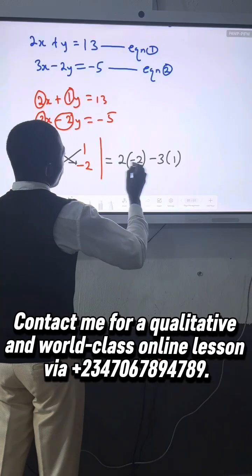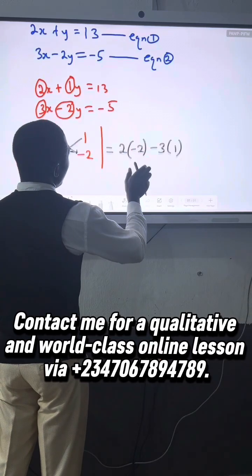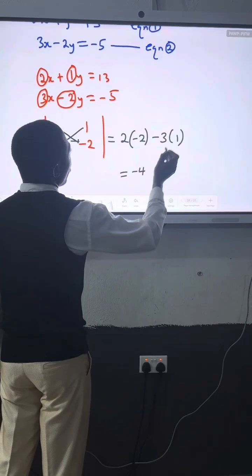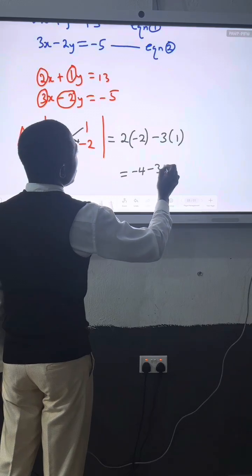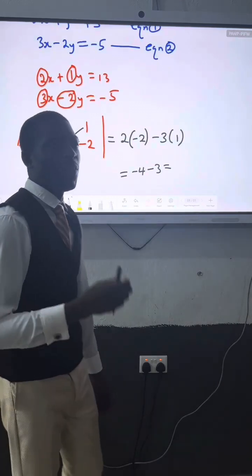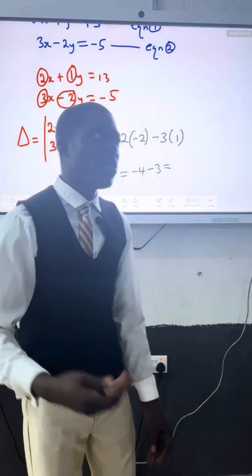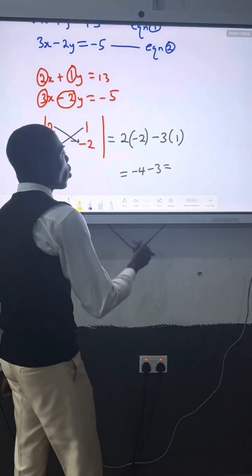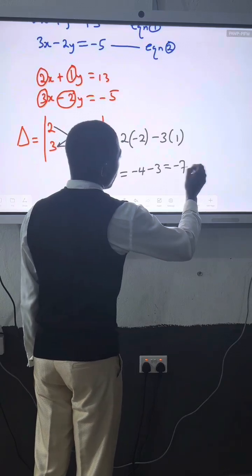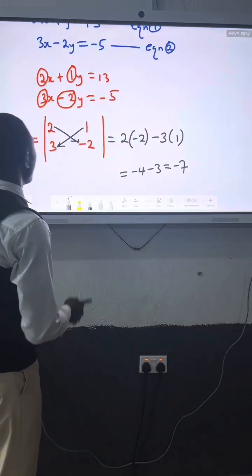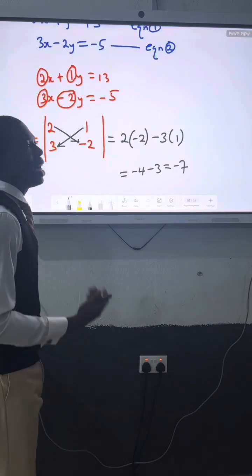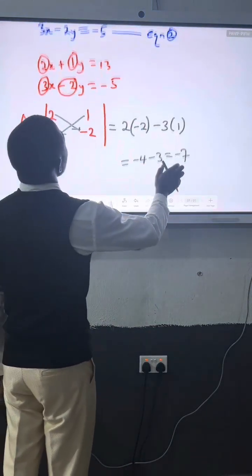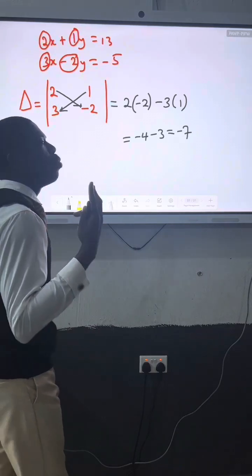If you multiply very well, 2 times minus 2 gives you minus 4. Minus 3 times 1 is minus 3. Then minus 4 minus 3 is a negative 7. Borrow 4, you have not paid back. Borrow 3, you have not paid back. So altogether you'll be owing 7. So the determinant here, represented by delta, is actually minus 7. We still need to find two more determinants.